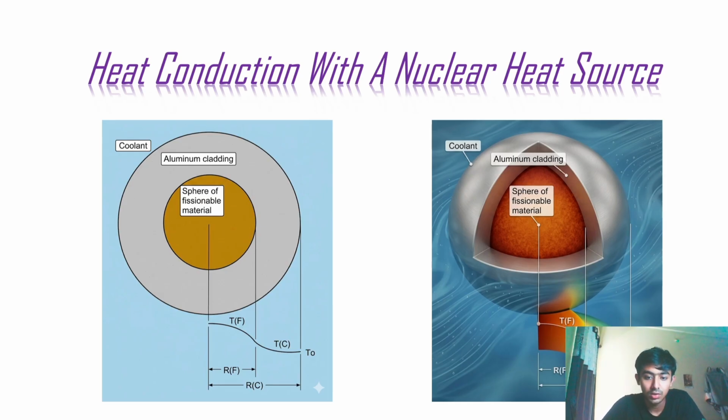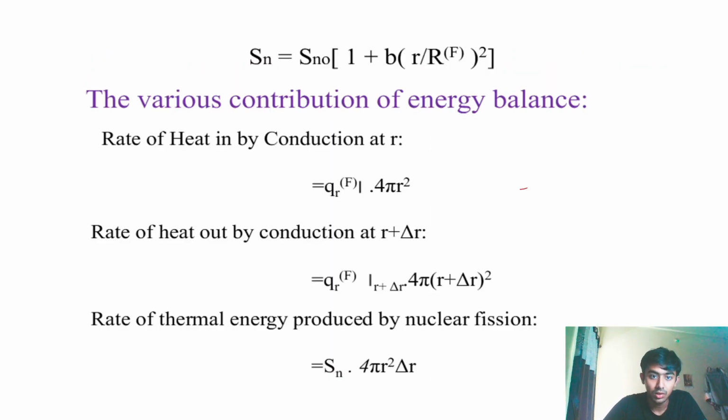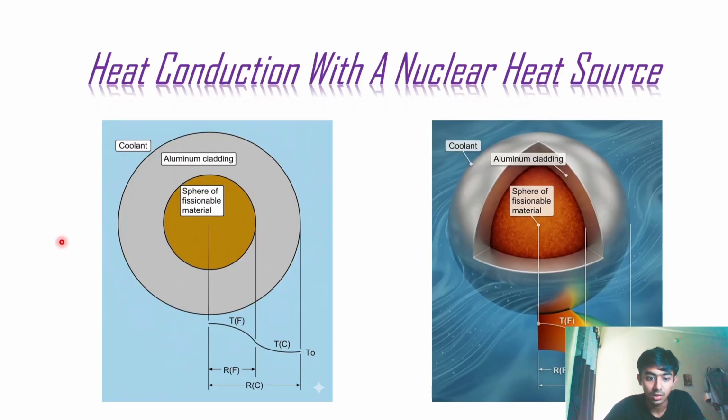So here we will use the shell balance equation. Moving to the next slide, this is the formula for how the heat is generated: Sn equals Sn0 times 1 plus b times (r by Rf) whole squared, where Sn0 and b are constants that will be given, r is the radius, which shows how the generation varies, and Rf is the radius of the fusionable cell.